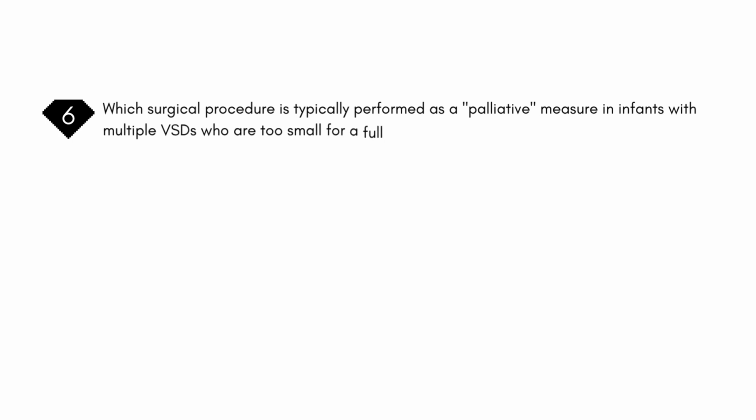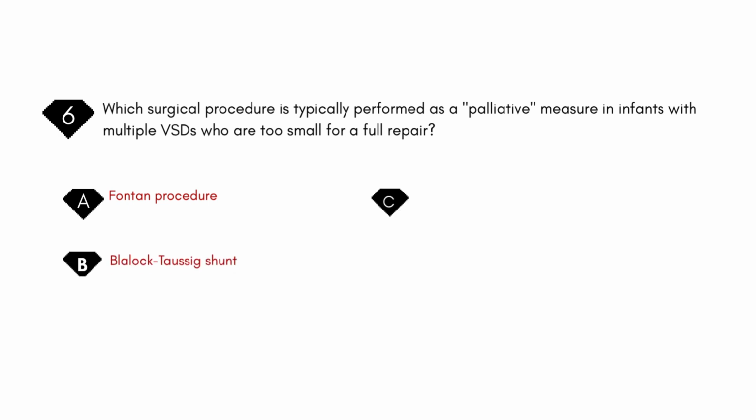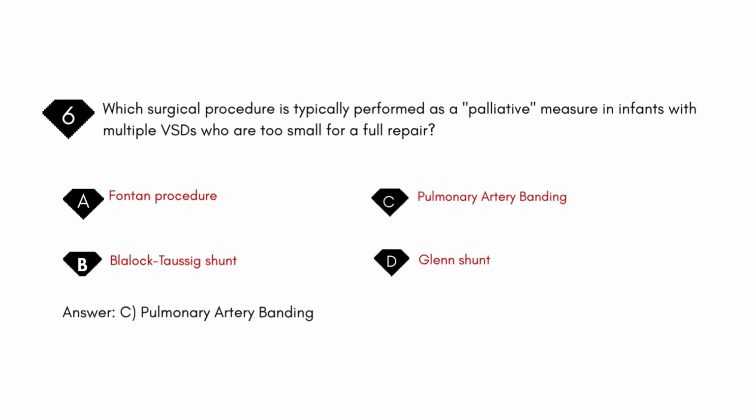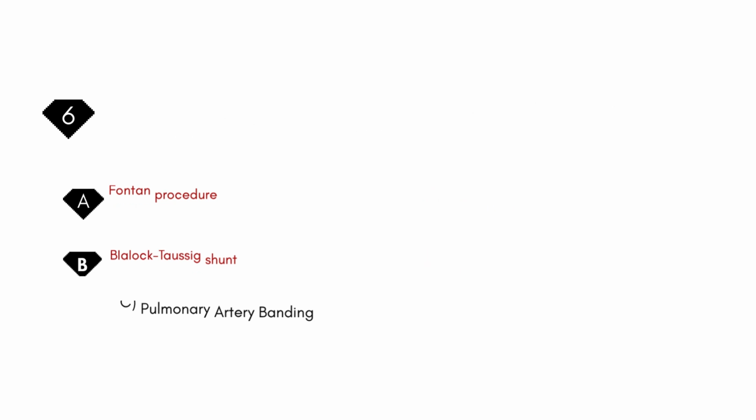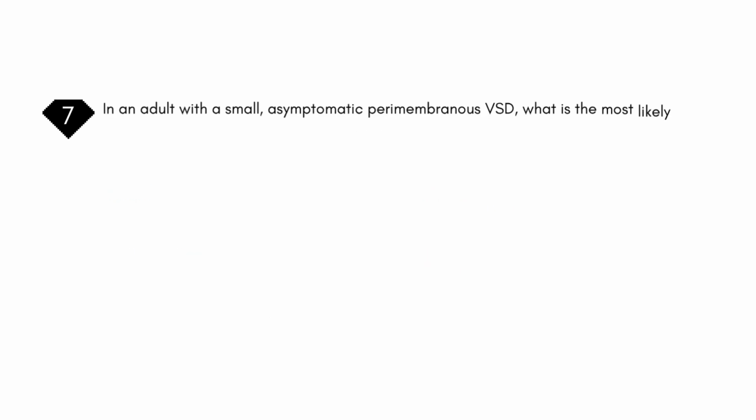Which surgical procedure is typically performed as a palliative measure in infants with multiple VSDs who are too small for a full repair? A. Fontan procedure. B. Blalock-Taussig shunt. C. Pulmonary artery banding. D. Glenn shunt. Answer: C. Pulmonary artery banding.